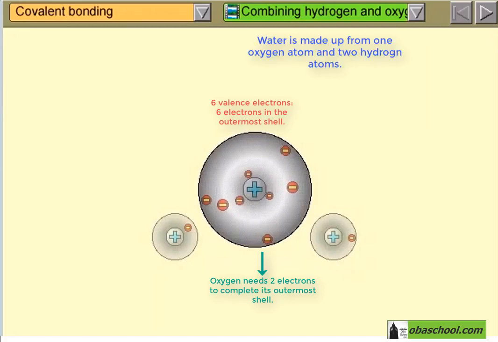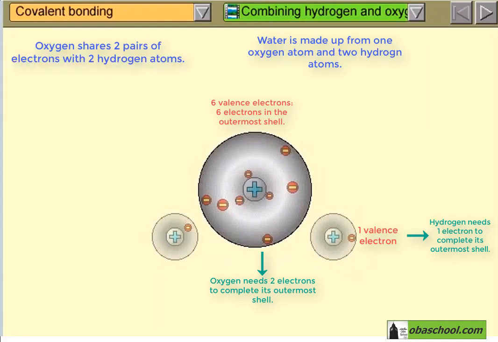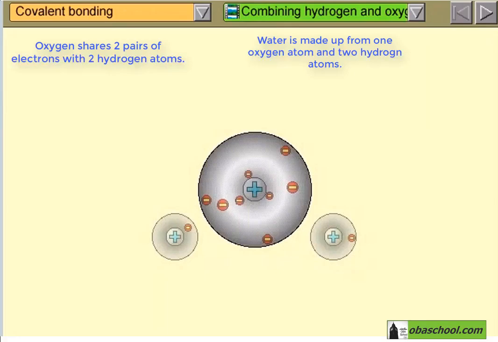However, hydrogen has only 1 valence electron, and it needs only 1 electron to complete its outermost shell. Oxygen and hydrogen are covalently bonded to form water. Oxygen shares 2 pairs of electrons, so it's sharing 1 pair of electrons with each of the 2 hydrogen atoms.